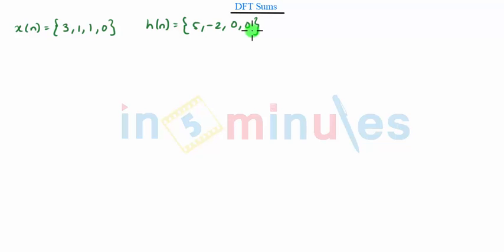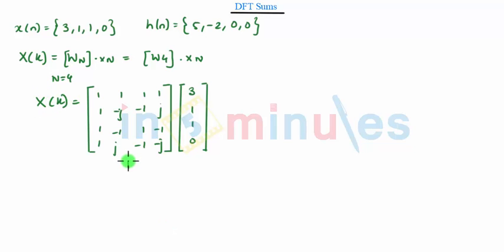Now we have to calculate X of k. By the formula, X of k, we will use a transformation matrix W of N into x of n. Here N is equal to 4, so W4 into x of n. So now we will find out the W4 matrix and multiply it with the sequence. That would be X of k is equal to multiplication of this matrix into the sequence, that is 3, 1, 1, 0. So finally we get the answer as 5, 2 minus j, 3 and 2 plus j.